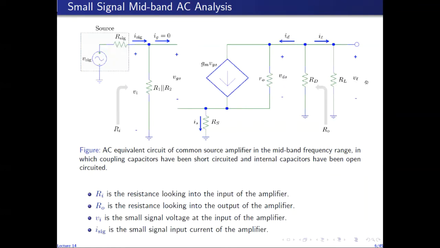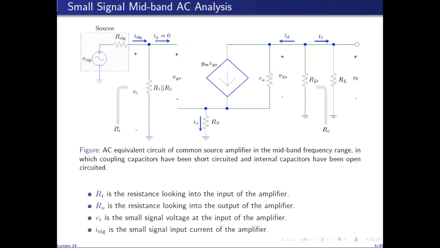VL is the small signal load voltage, the AC component of the load voltage across the load resistor RL, and IL is the current through RL, and ID is the small signal drain current, IS is the small signal source current.